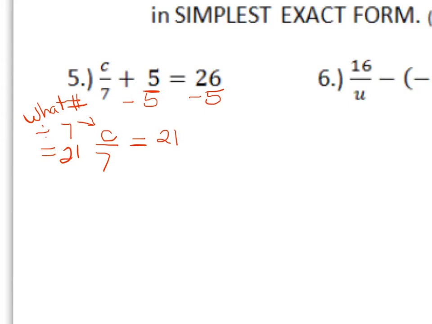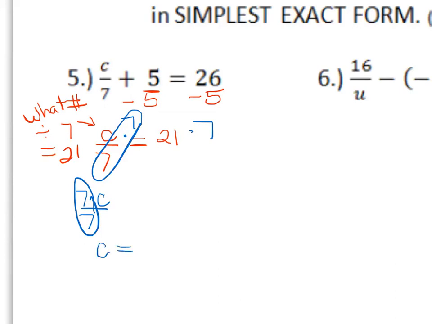That means C is going to have to be way bigger than 21. Actually, it's going to have to be 7 times bigger than 21. If I rewrote this as 7C over 7, well, 7 over 7 is 1, and 1 times C is just C. 21 times 7 would give us 147. That's our final answer.